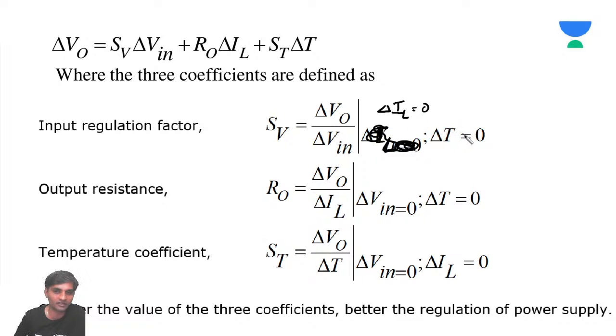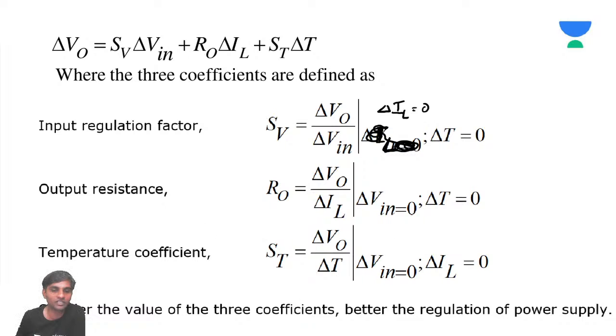Because three factors are there now. So the output resistance R0 is the change in output voltage with respect to the change in output current, assuming change in Vi is equal to 0 and change in temperature is equal to 0. And we call the third the temperature coefficient. What is the temperature coefficient? ΔV0 by ΔT, that is with ΔVi equal to 0 and ΔIL equal to 0.